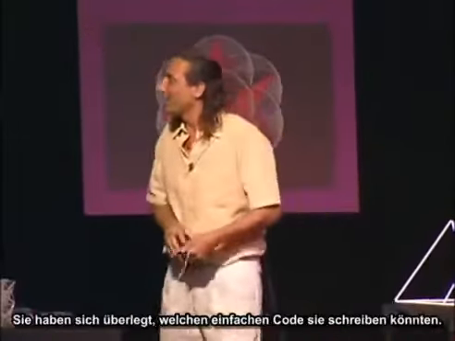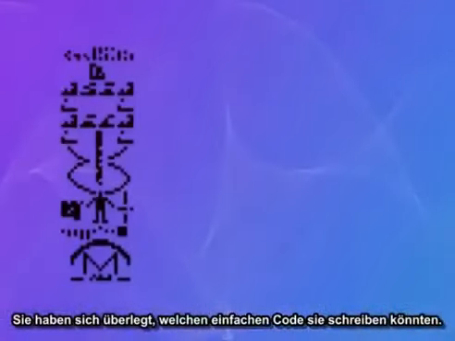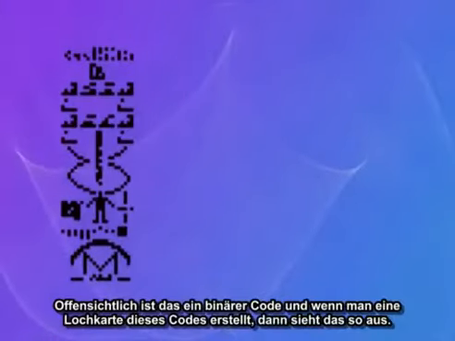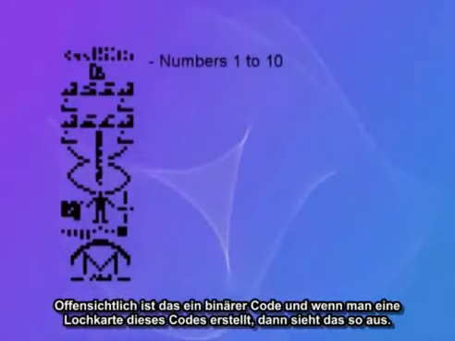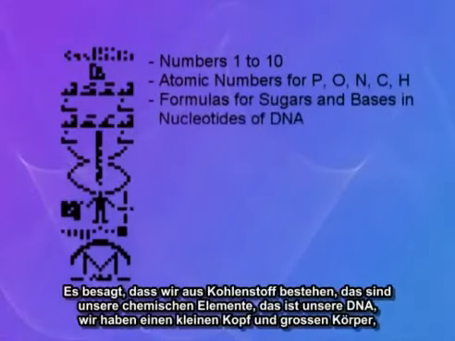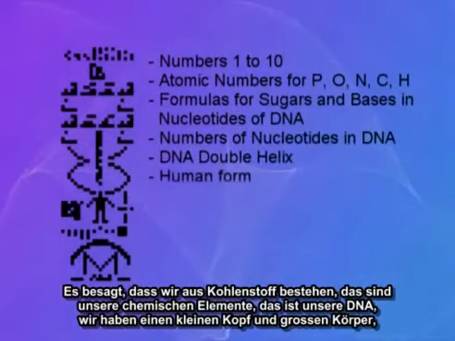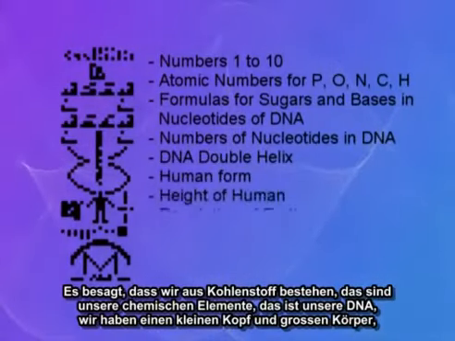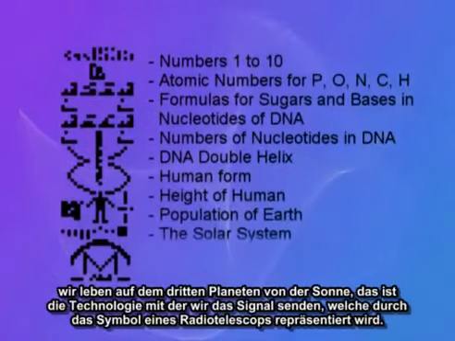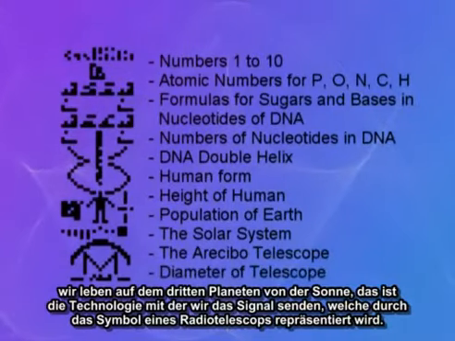So what they did is they got together and they figured, okay, what kind of simple code can we write? And obviously that's a binary code. And if you did a punch card of this code, it would look like this. And it says that we're made out of carbon. It says this is our table of elements. It says that's our DNA structure. And it says we have a small head, a big body, and we live on the third planet from our sun. And this is the technology we're sending this with, which is the symbol for a radio telescope.